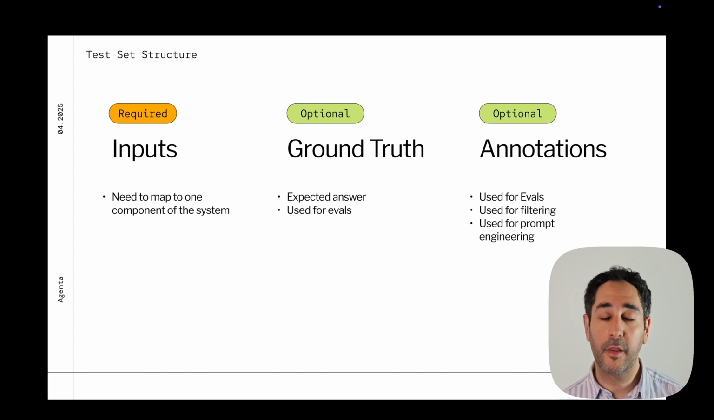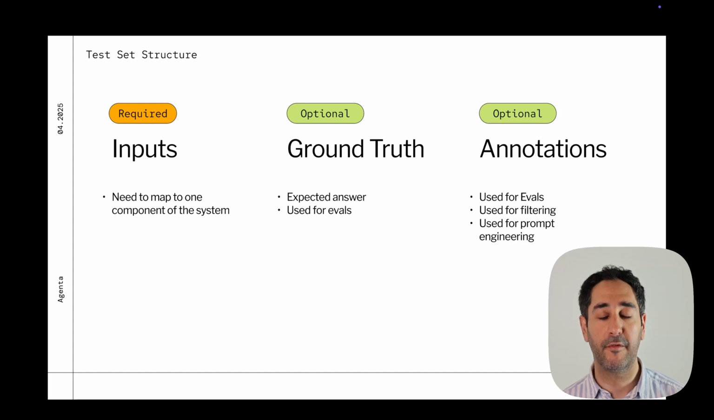Now, starting with the inputs, the test set should have the columns that your LLM application expects. For example, if you're building a documentation chatbot where the user has a query and the chatbot answers it, the test set in this case would be, for each row, the query of the user. Now, this would be the case if you're building an end-to-end evaluation, so really evaluating the whole system end-to-end.